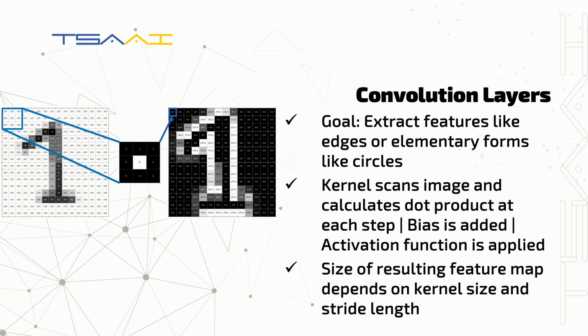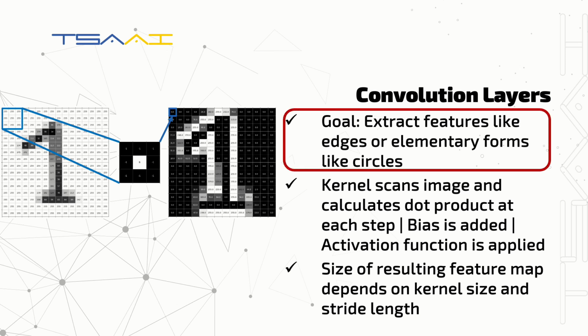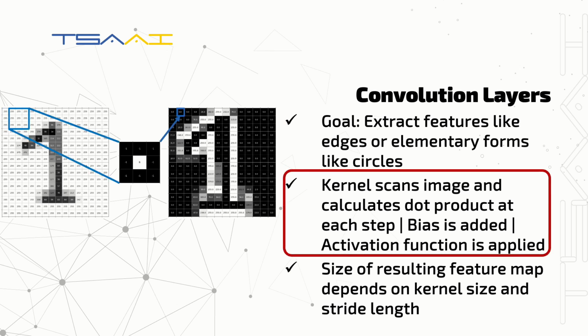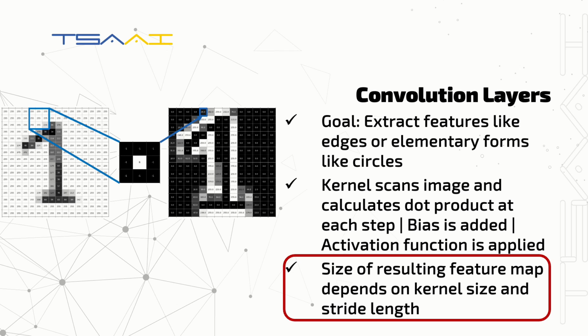Then there are so-called convolution layers that extract relevant patterns such as edges, textures, or shapes, which are crucial for subsequent processing. Kernels of predefined size are used for feature extraction. These kernels slide over the input image and perform element-wise multiplication and summation operations. After adding a bias and applying the activation function, the resulting feature maps highlight the relevant patterns. The size of these feature maps depends on the kernel size and the stride length.